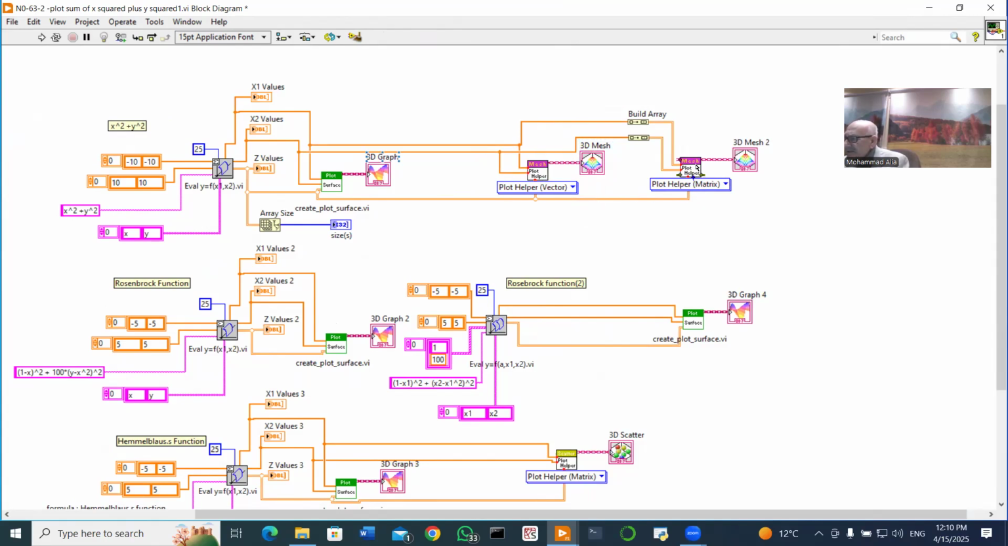But if I select the plot helper as a matrix, this input should be a matrix, which means that this array must be converted to a matrix. What I have done is increase the dimension of the array to 2-dimensional, using the build array function, and fed them to the plot helper matrix. Now at the output, I should get the same figure.